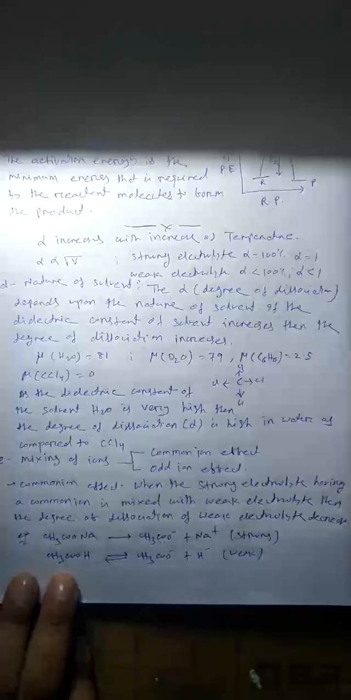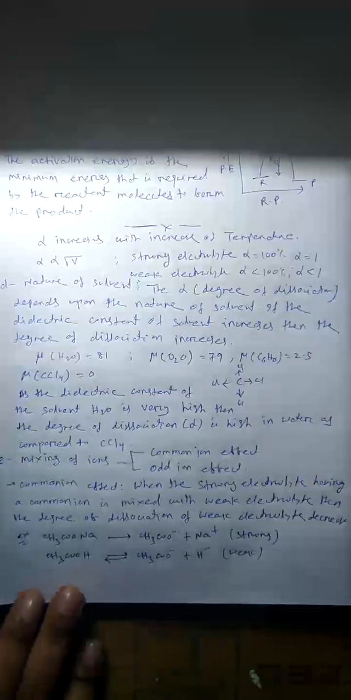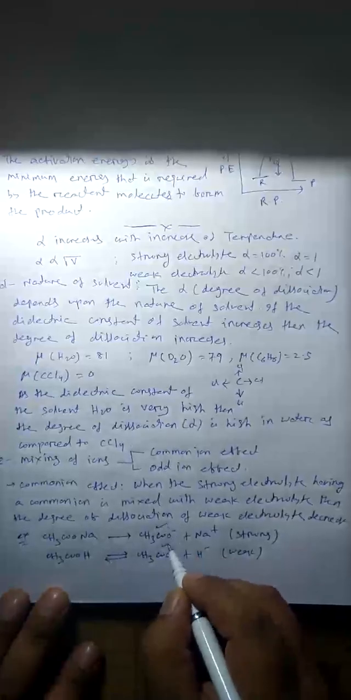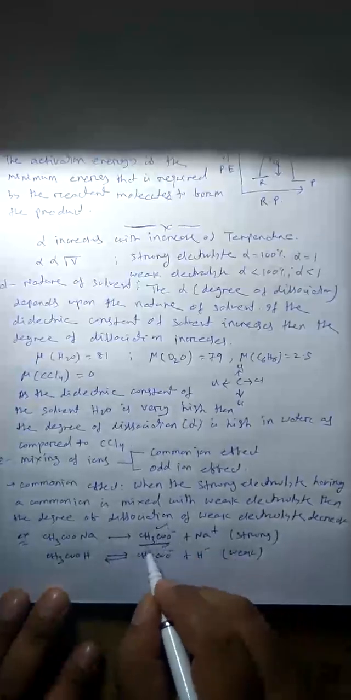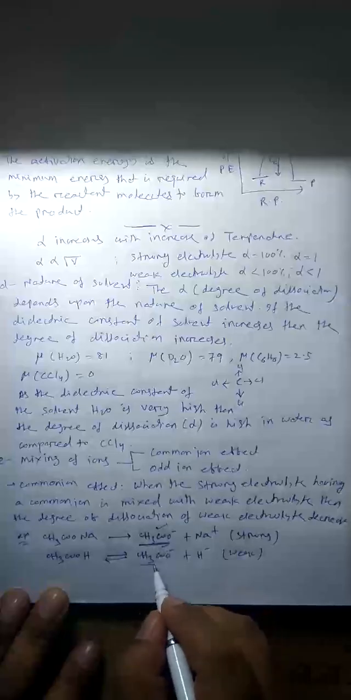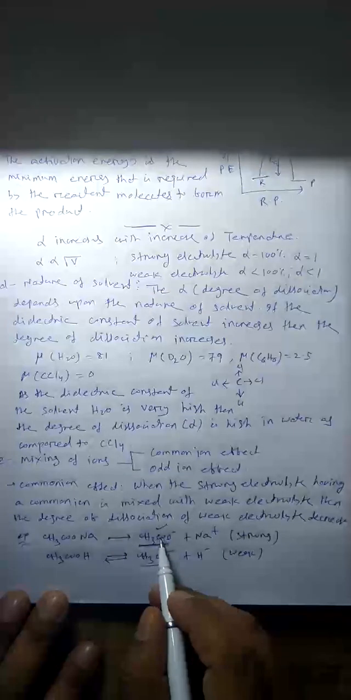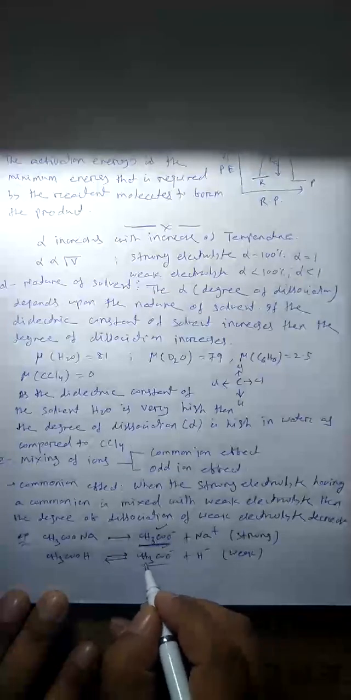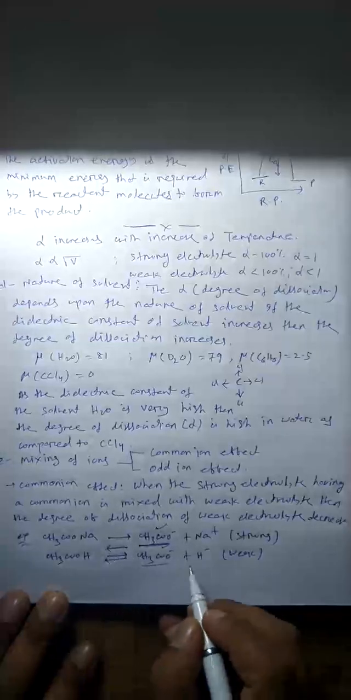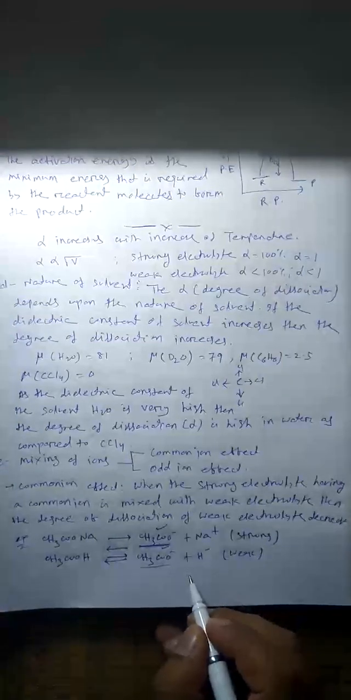So in this case, acetic acid is weak, so it is reversible: CH3COOH ⇌ CH3COO⁻ + H⁺. You see, in the case of a strong electrolyte, the acetate ion is common with that of the acetic acid. Then what happens? When this is a strong electrolyte, it completely dissociates, so the equilibrium will go back. Whatever is there, it will go back. So the degree of dissociation decreases.